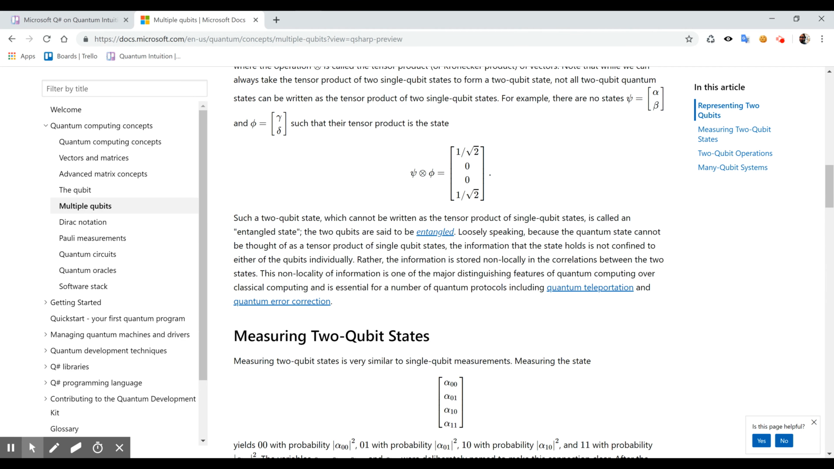The information is stored non-locally in the correlations between the two states. This is another important part that I want to explore long term. Short term, that says you can store information in the correlation between the two states. So it's non-local. This means that each of the separate qubits doesn't necessarily encode all the information. To understand everything, you need to take a look at the entire system at once.